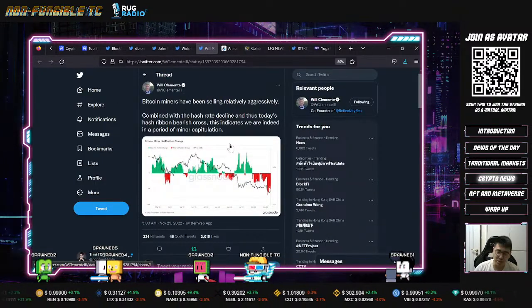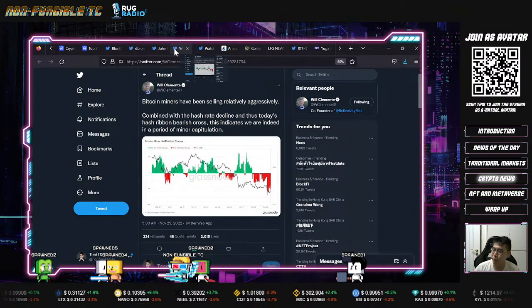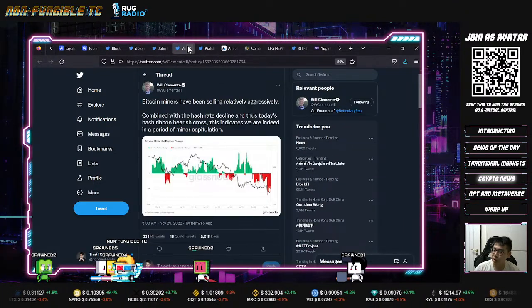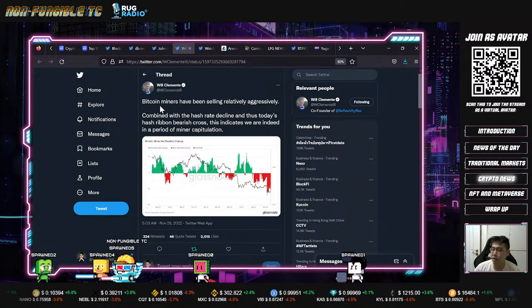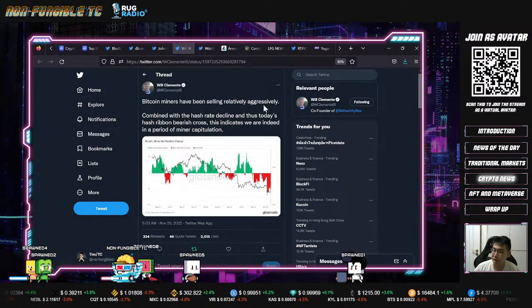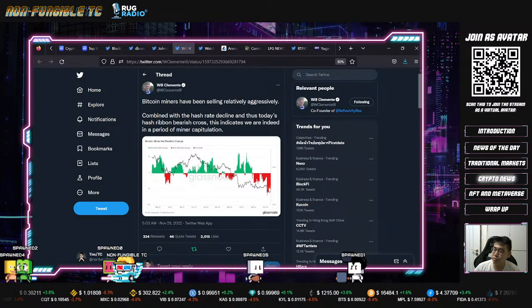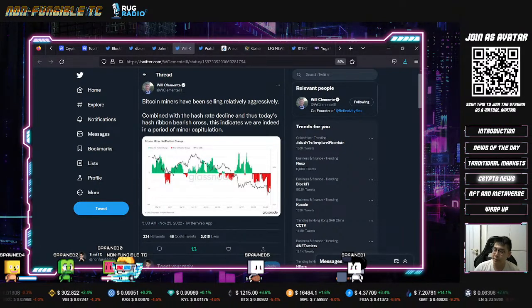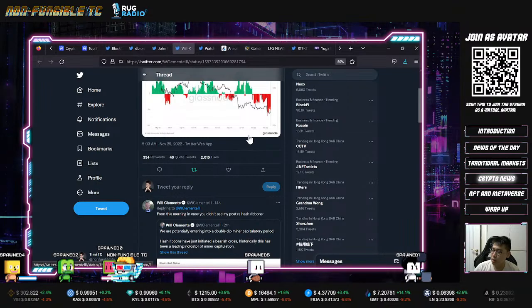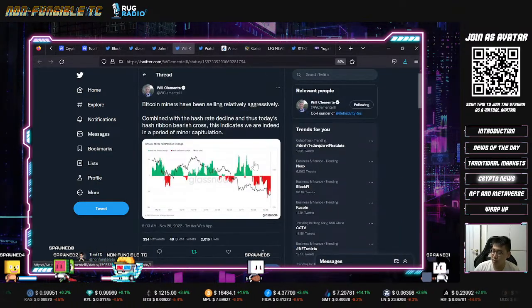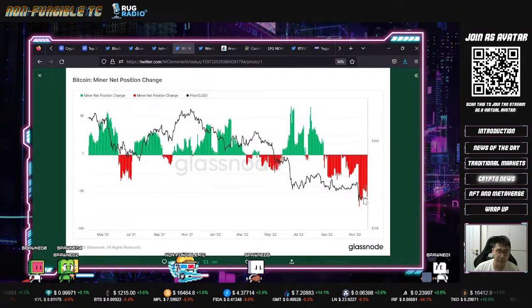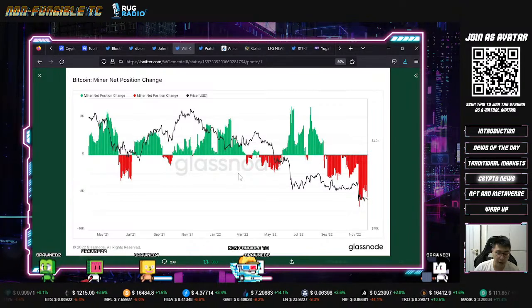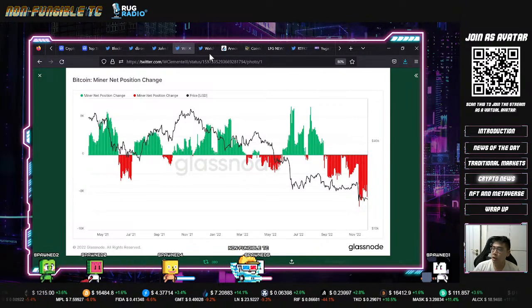Next one, but it's also negative as well, which I was going to share right after this one. According to Will Clemente, Bitcoin miners have been selling relatively aggressively, right? Combined with the hash rate decline and today's hash ribbon bearish cross, this indicates we are indeed in a period of minor capitulations. So what happened is that miners right now are selling aggressively, okay? Because it's not profitable running these Bitcoin rigs, right?